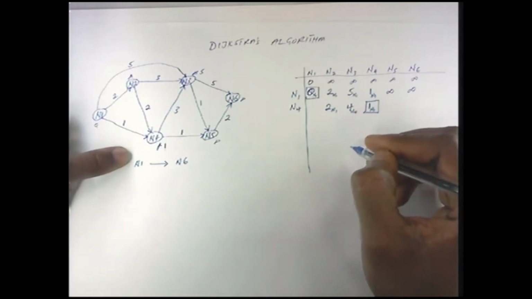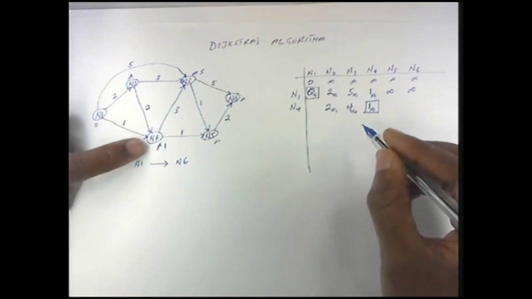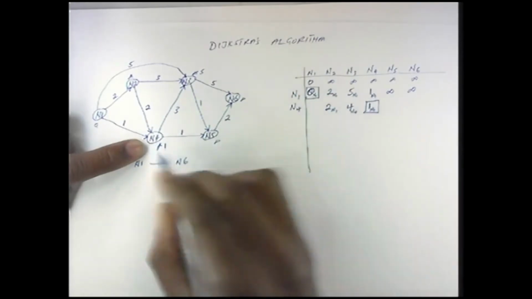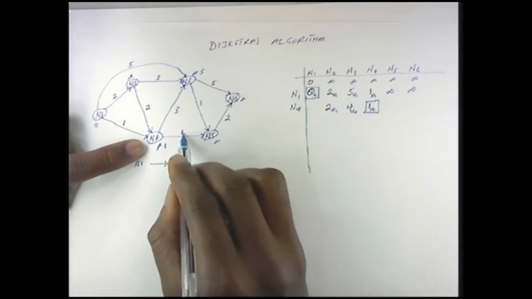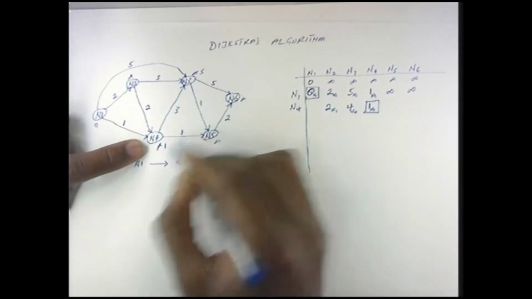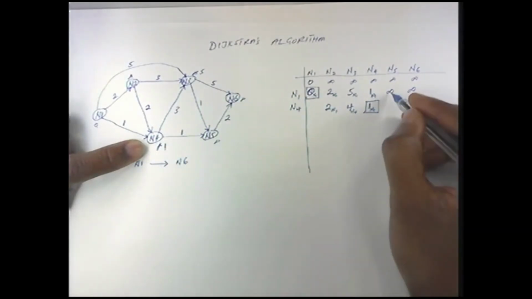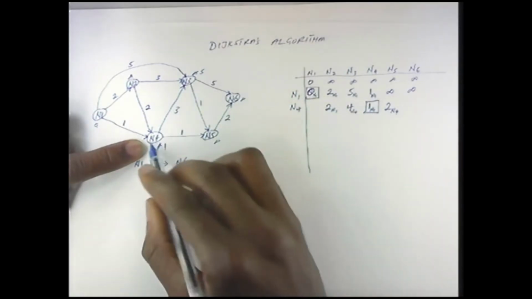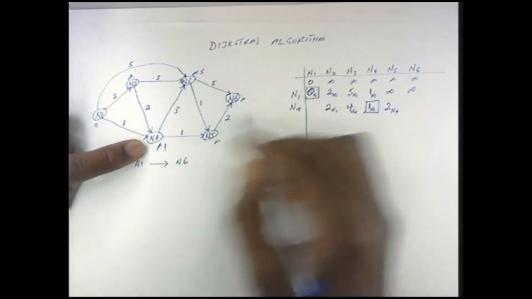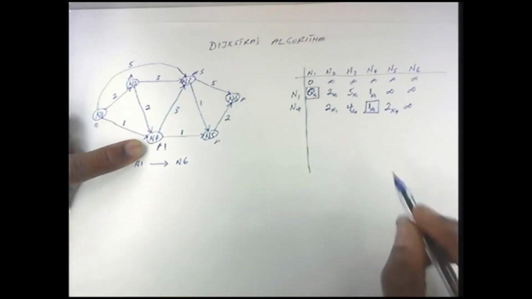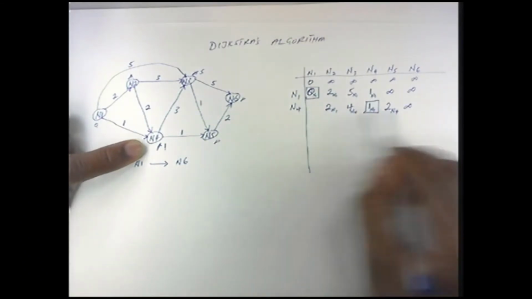Okay? Now, from N4, we go to N5. So from N4, do we have a connection to N5? Yes. At a cost of 1. So 1 plus 1 is 2. 2 compared to infinity, 2 is smaller. So I pick the 2, and this is coming from N4. Now from N4 to N6, we still don't have a direct link. So I repeat the infinity. Now we are done with that process.